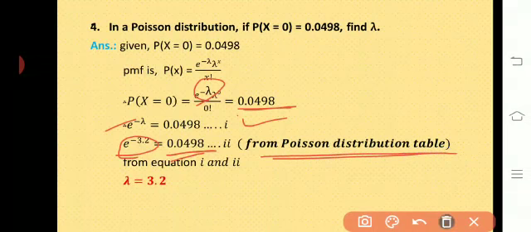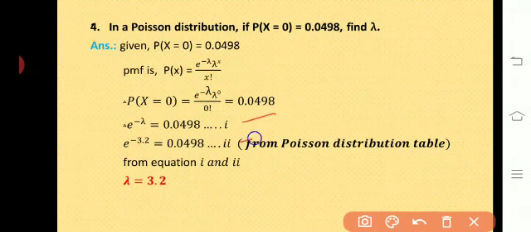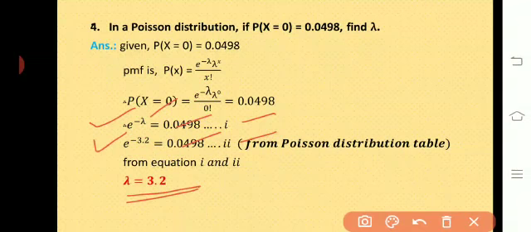Now, if you equate the equation number 1 and equation number 2, the right hand side of both the equations are same. And from that, we can observe if right hand sides are same, then left hand sides must be equal. It means that lambda value is nothing but 3.2. Therefore, lambda value is equal to 3.2.